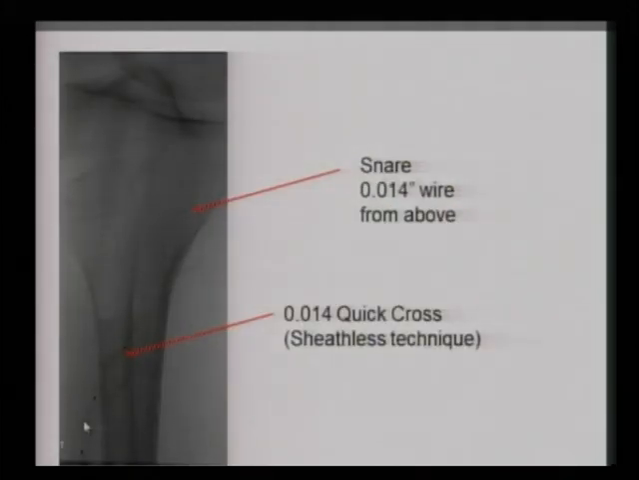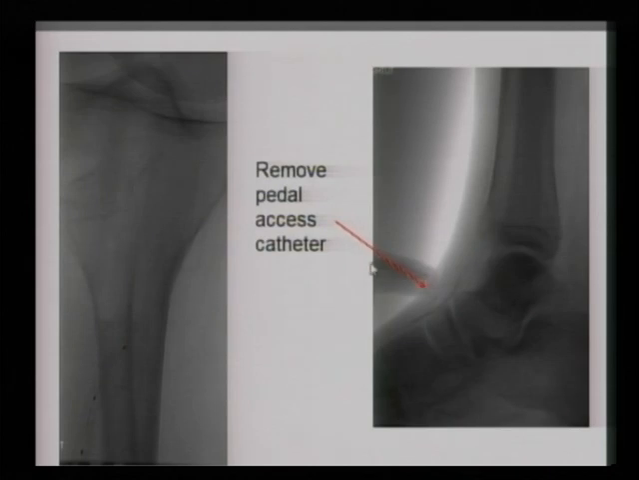We were able to then cross the occlusion in a retrograde manner from the dorsalis pedis artery access. Here you can see we used a 0.014 inch quick cross catheter, support catheter. This is using a sheathless technique, so there was no sheath involved here. And then ultimately from our antegrade approach, we were able to snare that wire from above and achieve through wire access and then complete the remainder of the interventions from an antegrade approach.